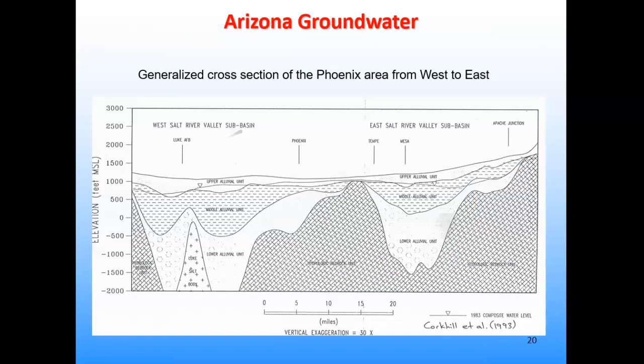This is just a general kind of cross-section, a side view. If we're going, let's say, from kind of the Luke Air Force Base area across, so it's kind of an east-west profile to Apache Junction, you can see that there's some impermeable bedrock down here, and there's these basins in between, right? And this is a little exaggerated just to give you an idea.